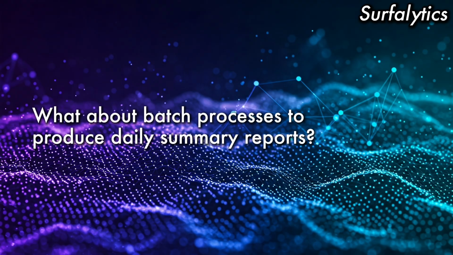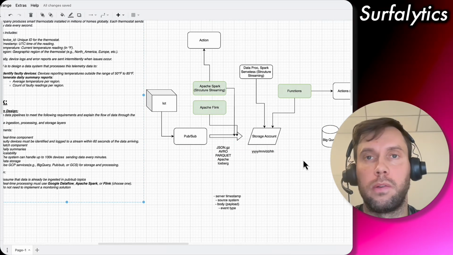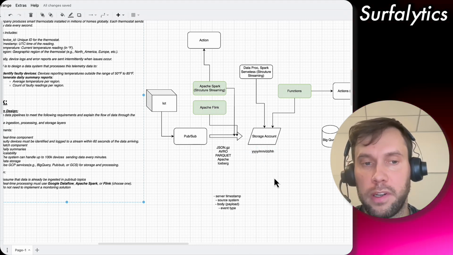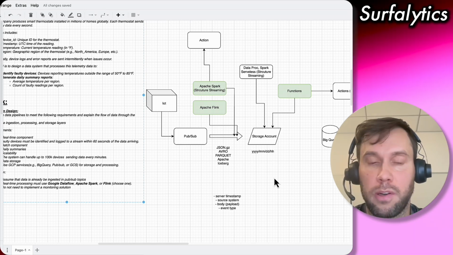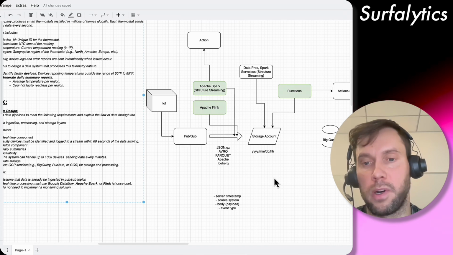What about batch processes to produce daily summary reports? Now we're coming to the batch. And here, first of all, we should make the engineering decisions. What is our primary data warehouse, because we have options. Do we want to have a Lakehouse, data lake, or data warehouse?